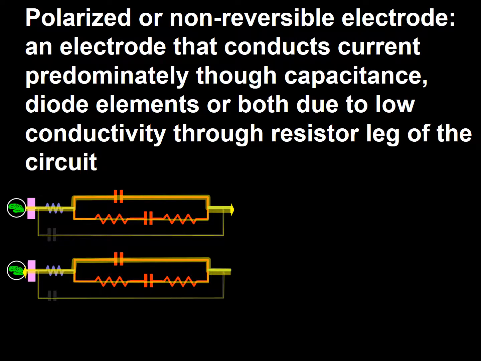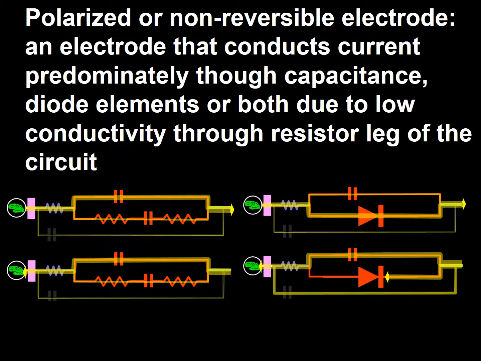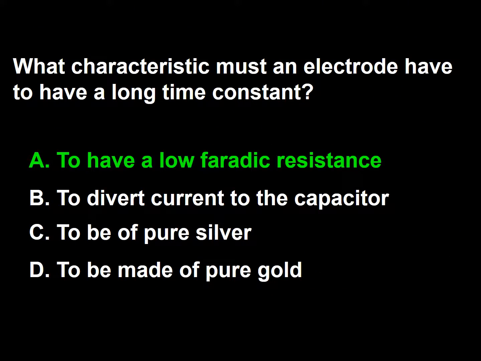In this frame, I am introducing an example of the first possibility, that is, when most current travels through the capacitor or via a capacitor and a diode due to low conductivity. As you know, a diode only allows conduction of electricity in one direction. So the answer to this question is A. For an electrode to have a long time constant, it must have a low Faradic resistance.